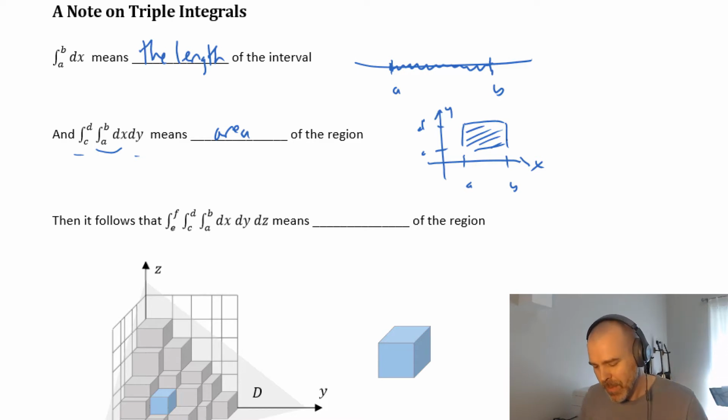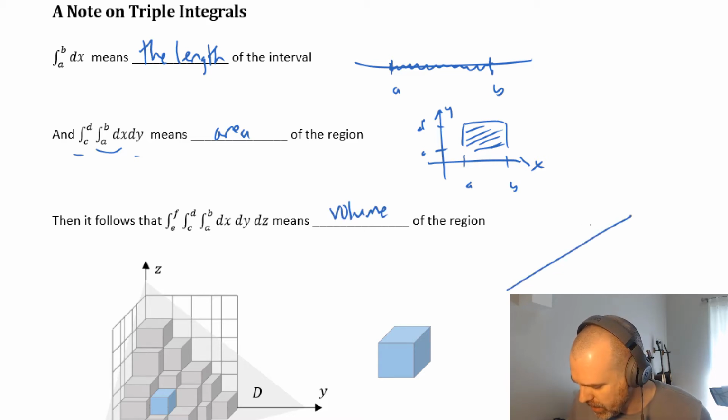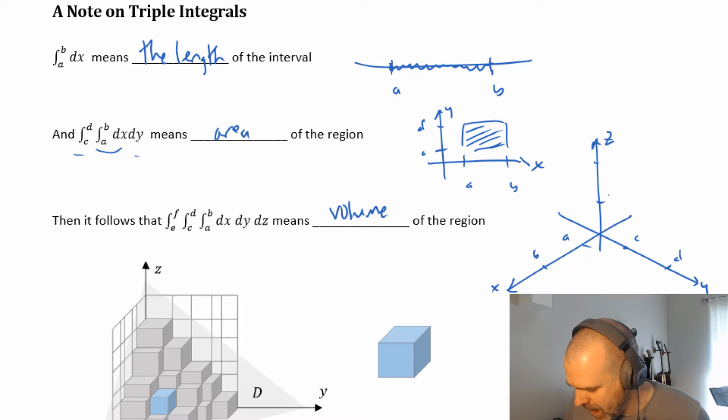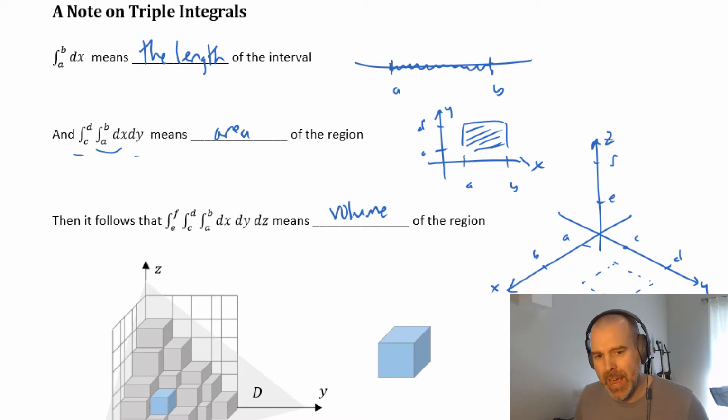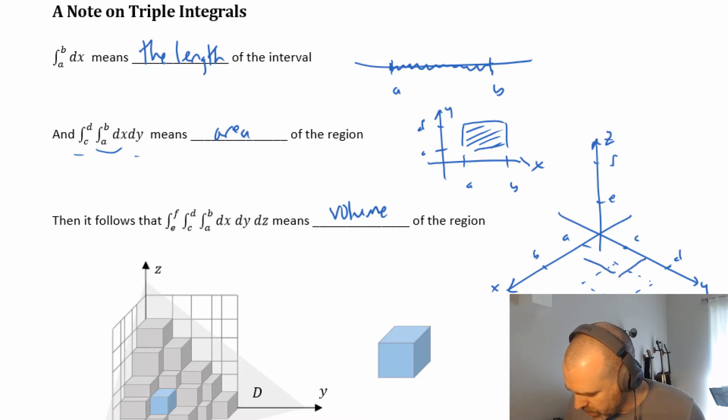So it follows then that if we add another integral, dz, that would give us the volume of the region. See if we can draw a quick picture of this: x, y, z. We're going to go from a to b on the x, from c to d on the y, and then from e to f on the z. Here's what it would be in the xy plane, but then we're moving up from that e units. So here's the base of it.